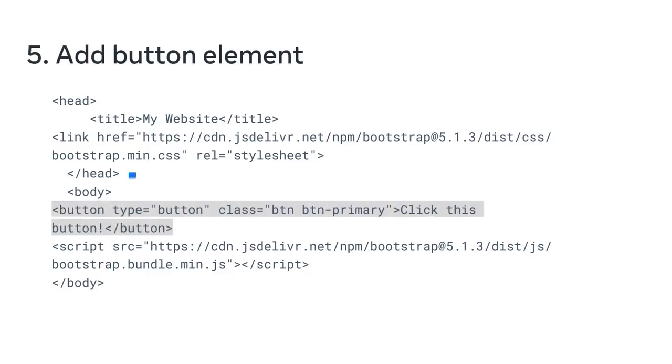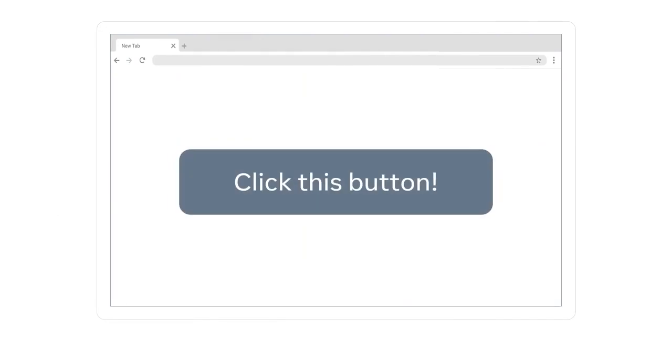Let me add a Bootstrap button to the page to demonstrate how easy it is. In the body, I add the button element. Then I add an attribute called type and the CSS class btn. I also add the modifier btn-primary and a description. Click this button. This will add a button using Bootstrap's primary color, blue, on the web page. This is what the rendered version of the code will look like. You can now start using the additional Bootstrap functionality.